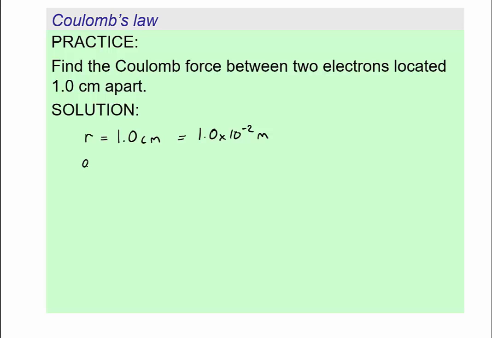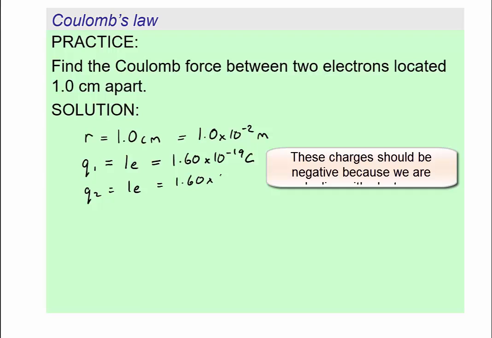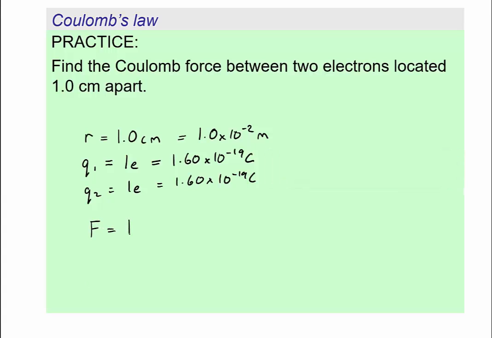The first charge is 1 electron, so it's 1 elementary charge unit, which equals, in coulombs, 1.60 by 10 to the minus 19 coulombs. And Q2 will be exactly the same, 1.6 by 10 to the minus 19 coulombs. We're just going to use the first of those laws, where our force is equal to a constant K times Q1 Q2 on R squared.